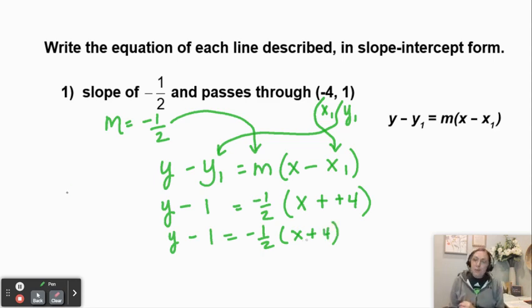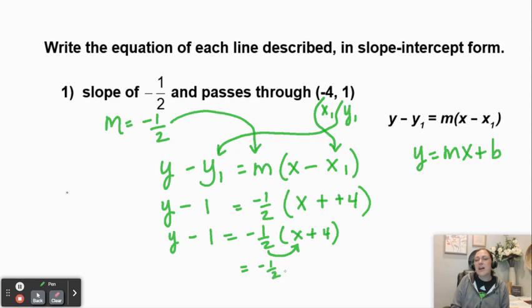Now, if we want to get into the y equals mx plus b form, the first step we have to do is to distribute our -1/2. So we'll distribute it to the x. That'll give me -1/2 x. We'll distribute it to the 4. -1/2 times 4, use your calculator if you need to, is -2. Don't forget our y minus 1 on the other side.